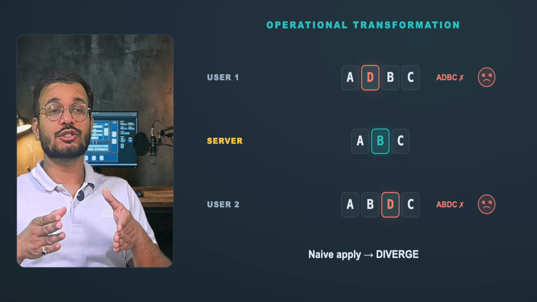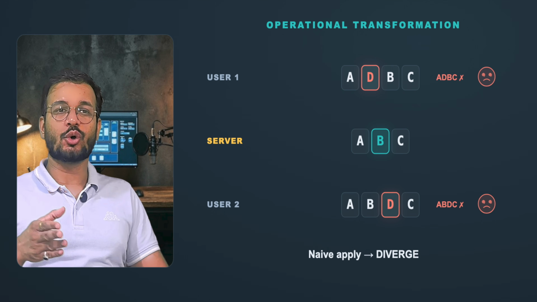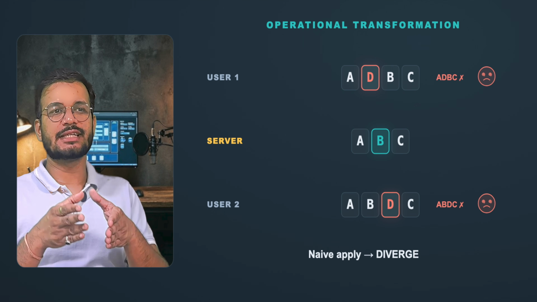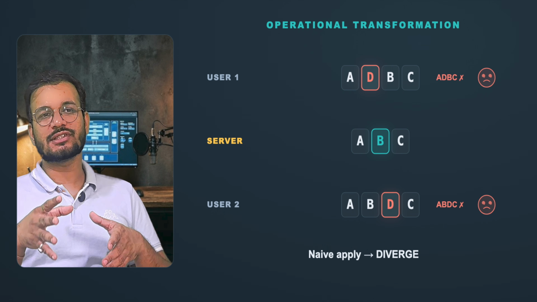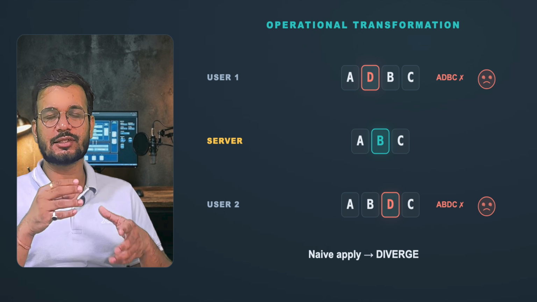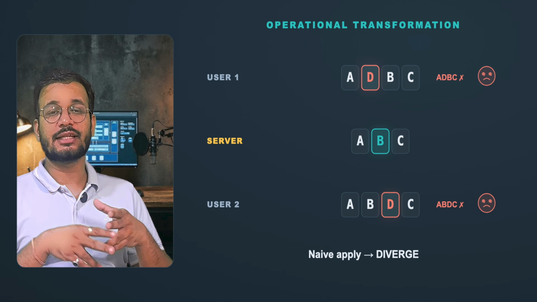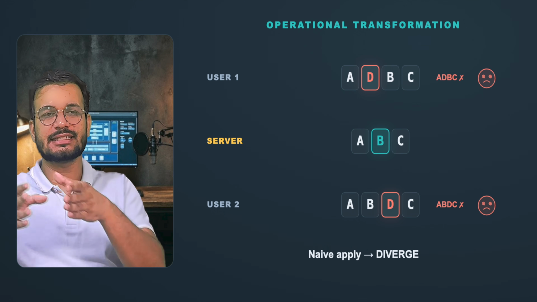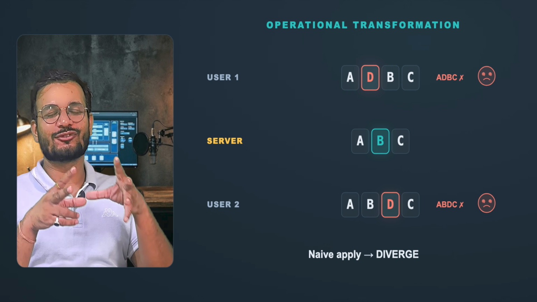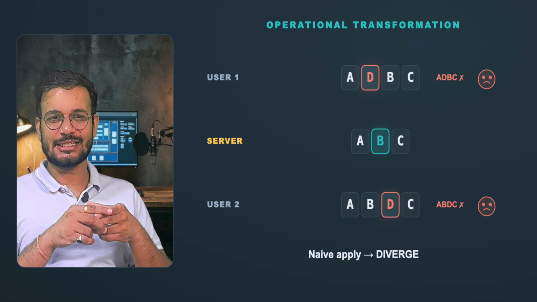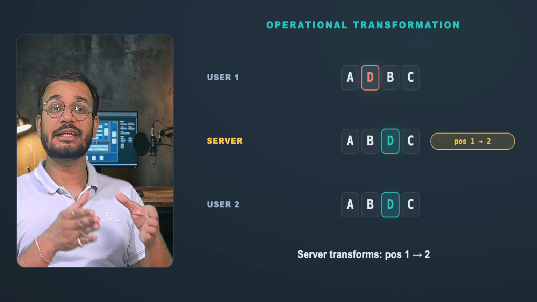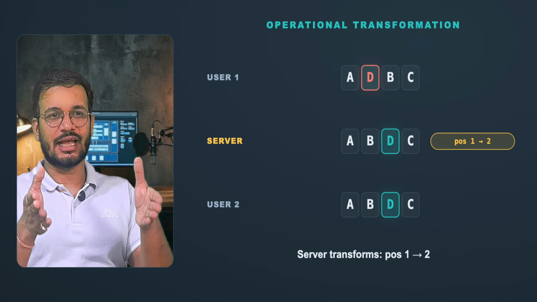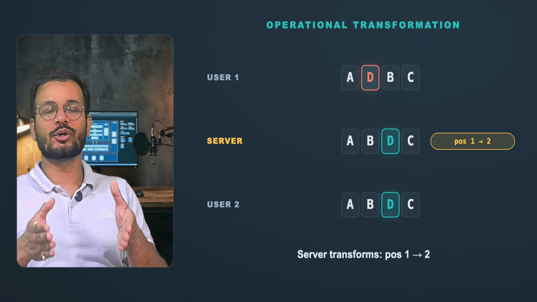But what about user 2's client? User 2 already applied their own operation locally. User 2's client has ADC. Now the server sends user 1's operation, insert B at position 1. Then user 2's client applies this naively and gets ABDC. The two clients now have different documents: ADBC on user 1's client, ABDC on user 2's client. Now this is a divergence, and this is the problem OT solves.